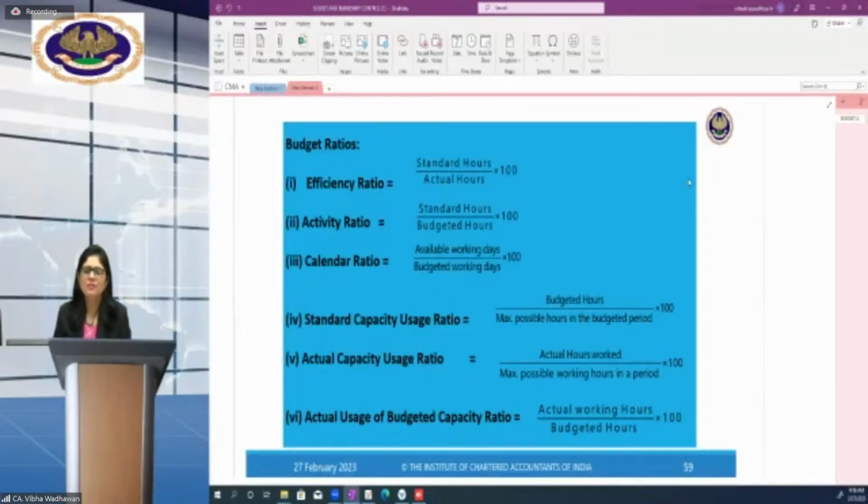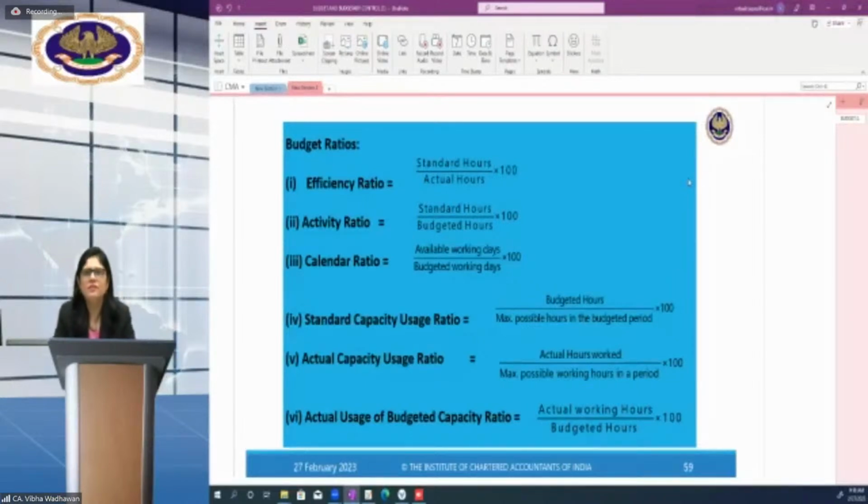So how many budgeted days were there and how many available working days were there. So we projected 50 working days should be there. How many were the actual working days when it came to the budget period? Standard capacity usage ratio. So these are the different parameters where we compare the standard with the actual. All right. Budgeted hours divided by maximum possible hours in the budgeted period.